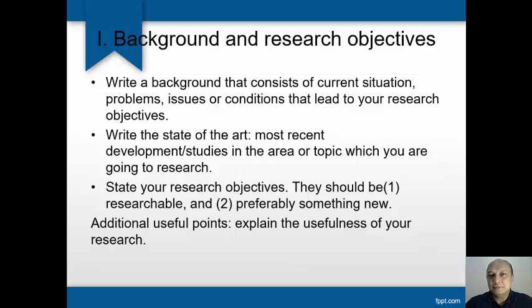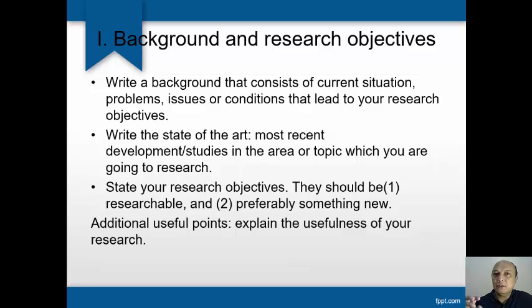What does it contain? So you have to write a background that consists of the current situation and current problems that you are aware of in your environment, in your society, in your town, maybe in your country, or problems that have been felt all over the world. Then also current issues or conditions that actually finally lead to your research objectives.